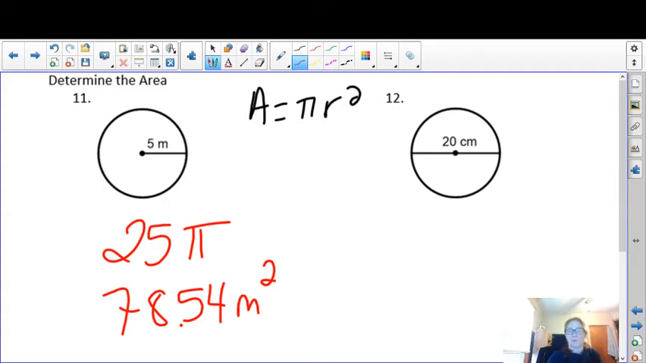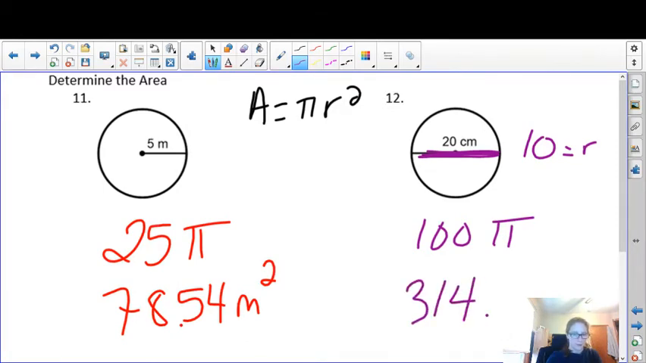On 12, my diameter is 20, but I only need half of that, so I'm going to use 10. And remember, 10 squared is just simply 100, which is 31416 centimeters squared.